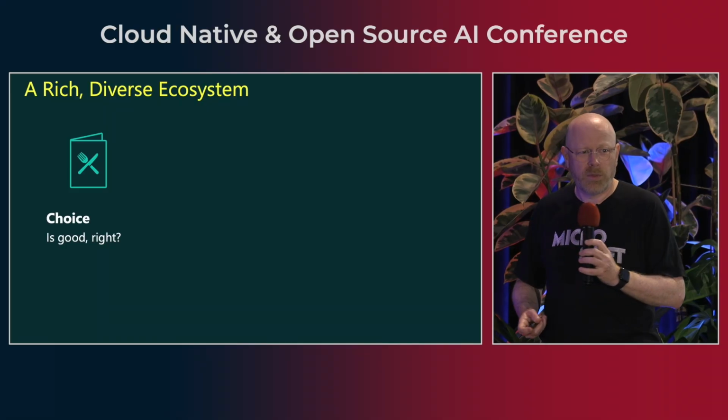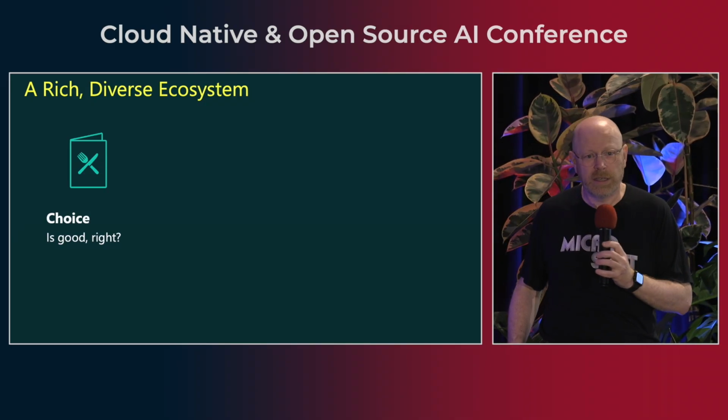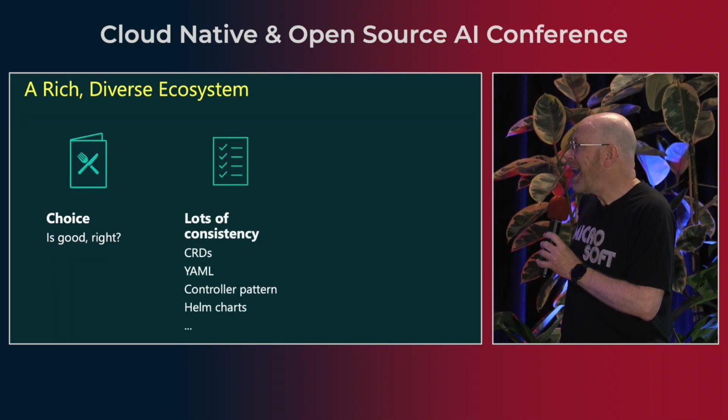You don't want to be told this is the one and only way to do networking, because maybe there are different scenarios, or maybe same for storage, right? So choice is good. And actually, speaking for Kubernetes and the ecosystem and how we built it, there is a lot of consistency.